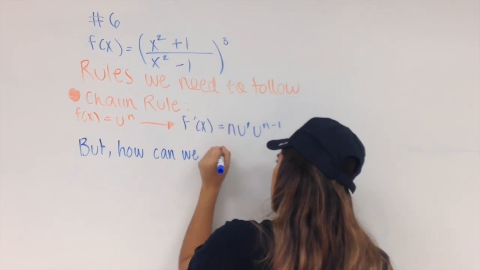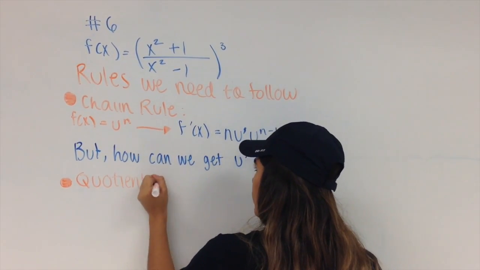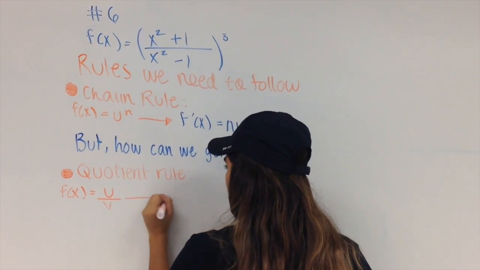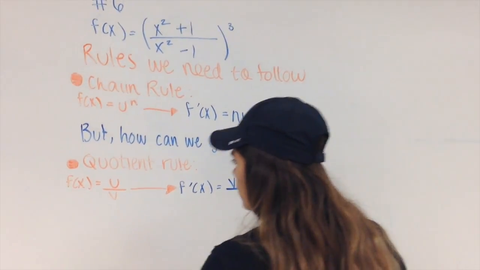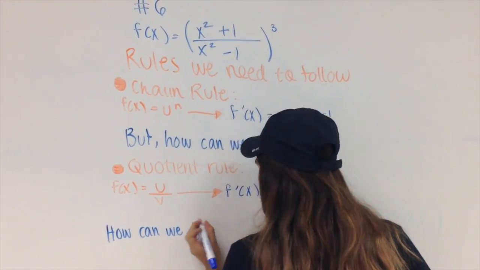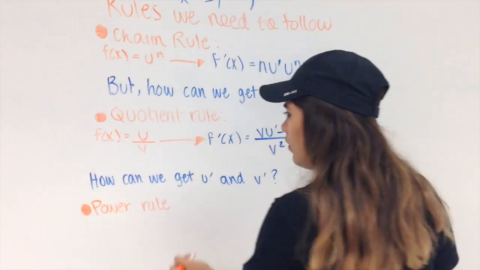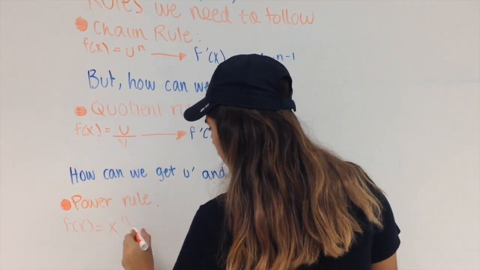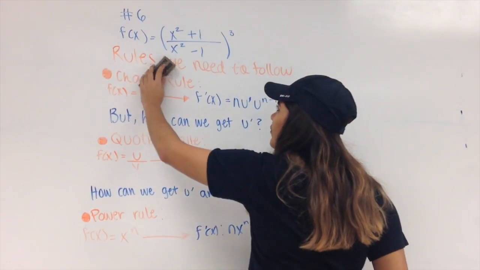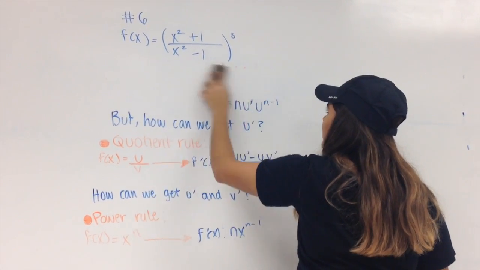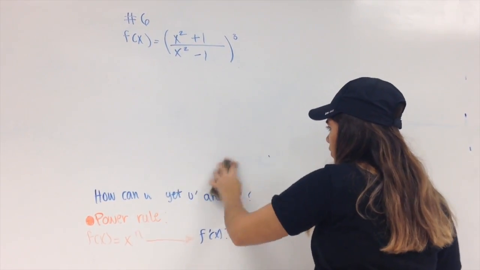But how do we get u prime? Well, since u is a division of two expressions, u and v, we'll need to use the quotient rule. The quotient rule establishes that the derivative of u divided by v is v times u prime minus u times v prime, all of it divided by v squared. But then, how can we get the derivatives of u and v? Well, the power rule will allow us to do that. The power rule states that the derivative of a function f of x equals x to the n power is n times x elevated to n minus 1, and the derivative of any constant is equal to 0.